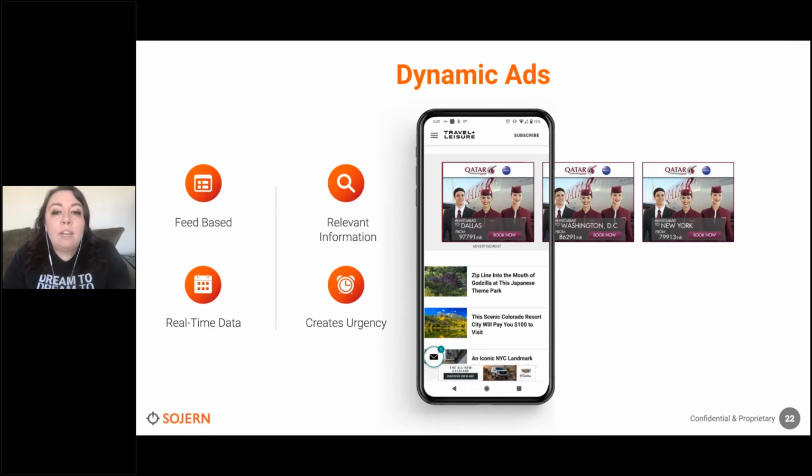By delivering relevant ads to travelers, you're able to provide them with a more engaging ad experience. Keep in mind though, that dynamic ads may require a larger budget just to get the most out of them, as well as regular maintenance of that data feed I was talking about, to ensure the information is accurate and always up to date.